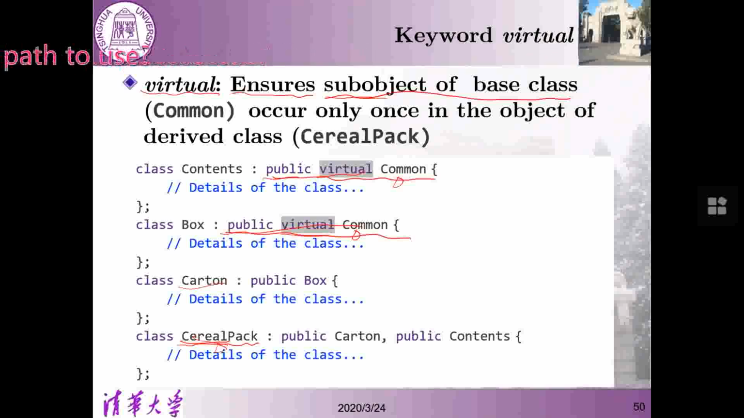As for the compiler, if we have the virtual keyword here, the compiler does not need to worry about the path. The compiler only worries, okay, I have one copy, that's fine. Do not need to worry about the path, right? Because anyway, you only have one copy of the base class object. So there's no need to worry about that.